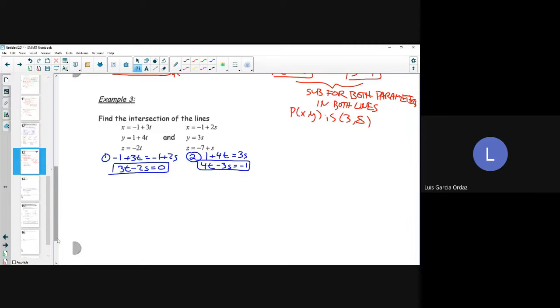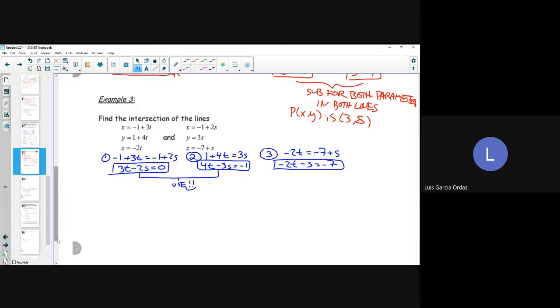And last but not least, it has to do with my z's. So I get negative 2t is equal to negative 7 plus s. Negative 2t minus s is equal to negative 7. Perfect. Now what we're going to do is pick two of my components to use. And let's use my x and y components. So we're going to use those two.